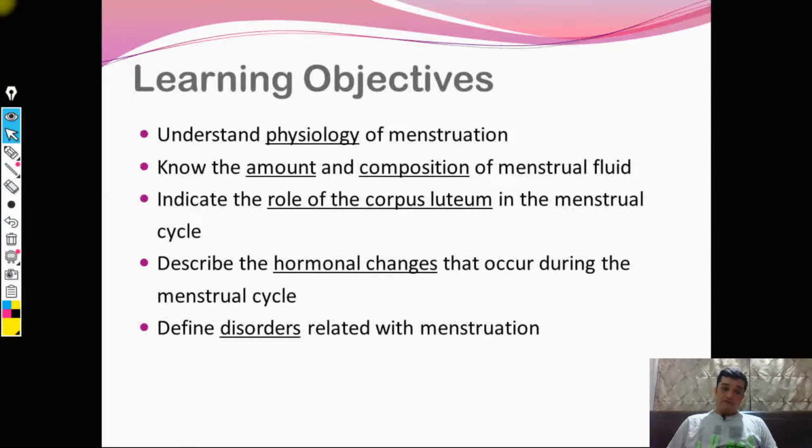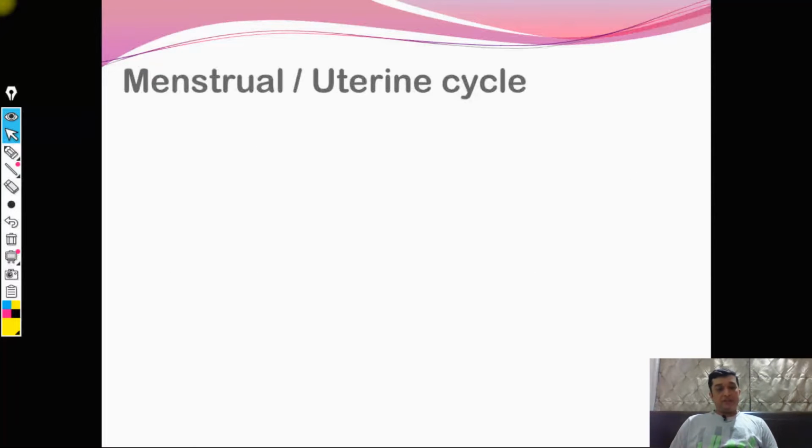And once you are able to define them, definitely this understanding will help you in understanding endocrine pharmacology, which will be a part of your study in the higher semester. Okay, so let's start with the menstrual cycle.